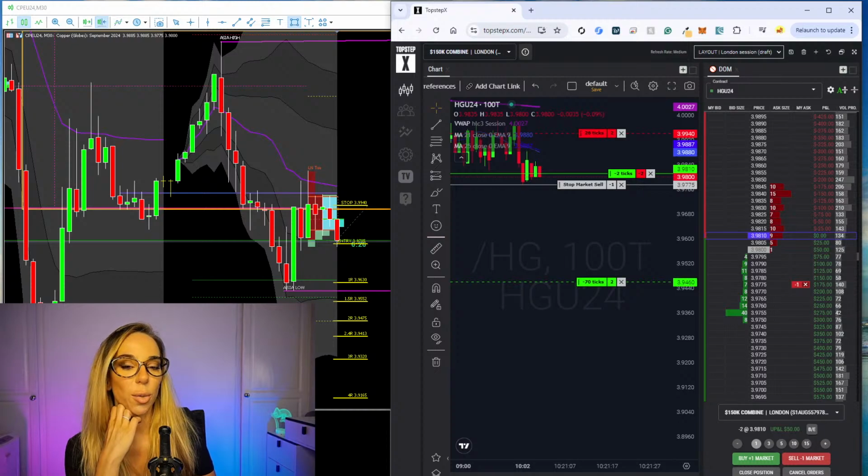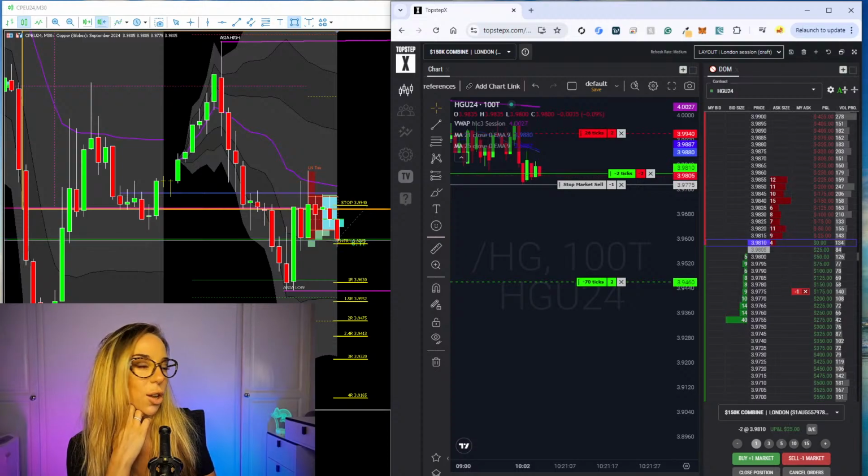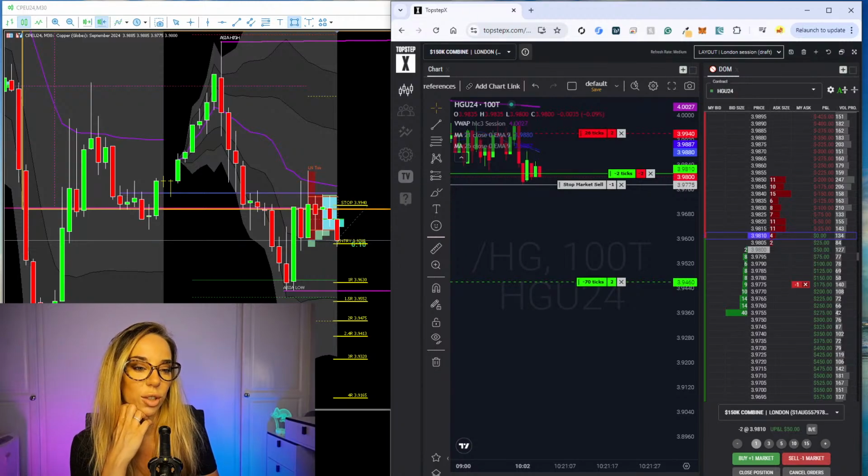What's a point worth in copper? It's $12.50, just like ES. Is this normal movement for copper? It seems a bit slow. It is slow, yeah, but sometimes London is slow. Technically, this is an out of hours market for this particular product.